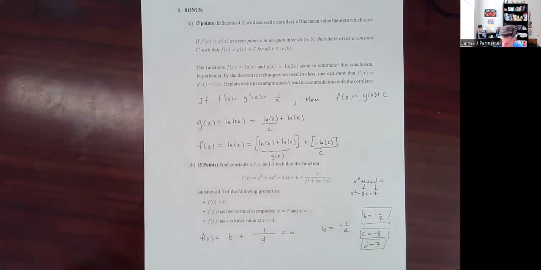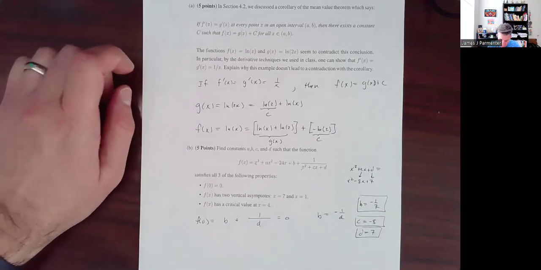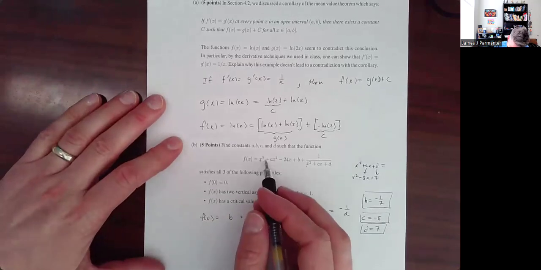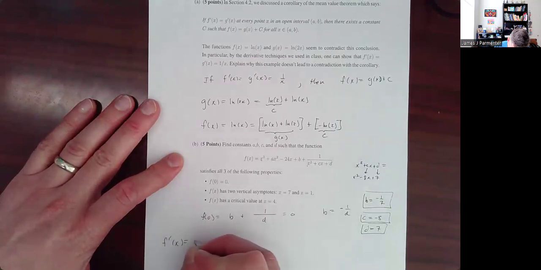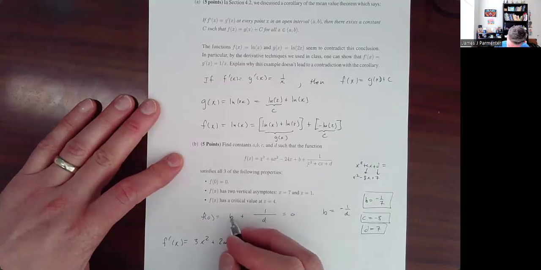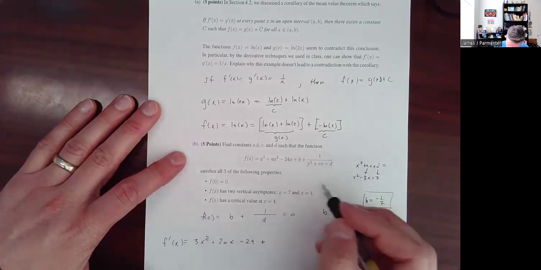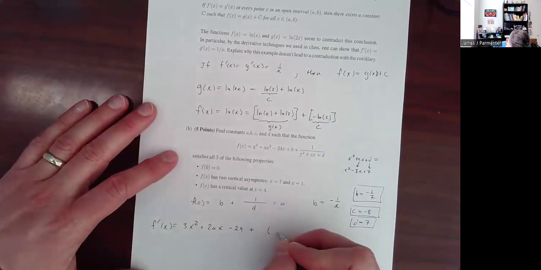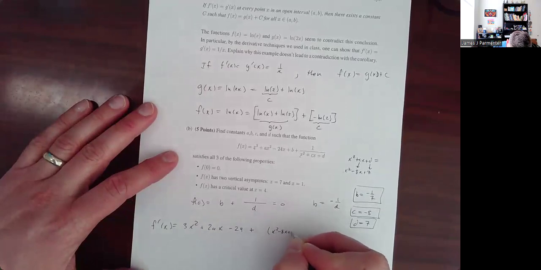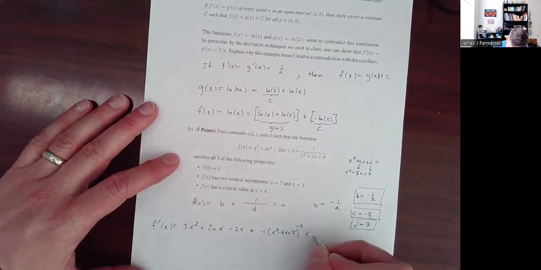Finally, I have to have a critical value of 4. To do that, take the derivative of this garbage, set it equal to 0, and then solve for x equal to 4. That's going to be gross, but we're almost there. So I'm going to plug these points in. f prime of x is going to equal 3x squared plus 2ax minus 24. The derivative of b is 0, plus the derivative of 1 over x squared minus 8x plus 7. I would write it as x squared minus 8x plus 7 to the negative 1, and then the derivative would be negative 1 times that to the negative 2 times 2x minus 8.